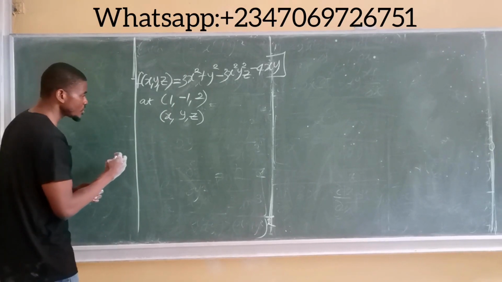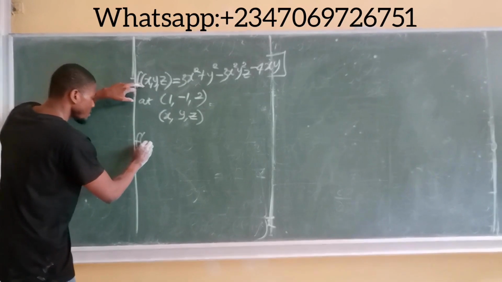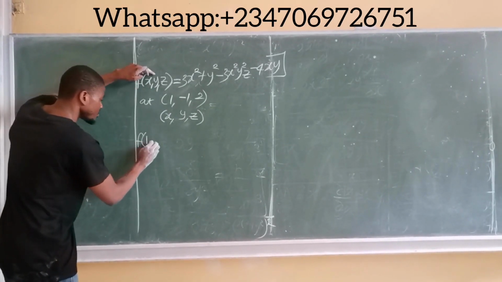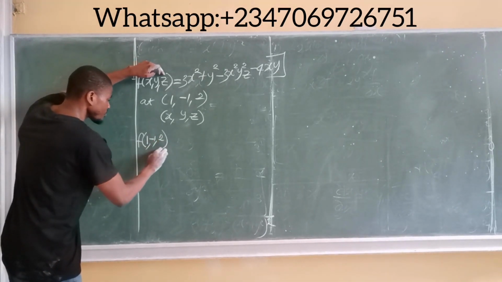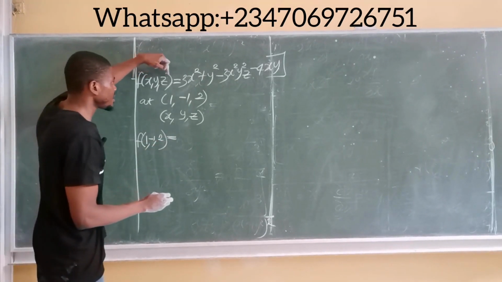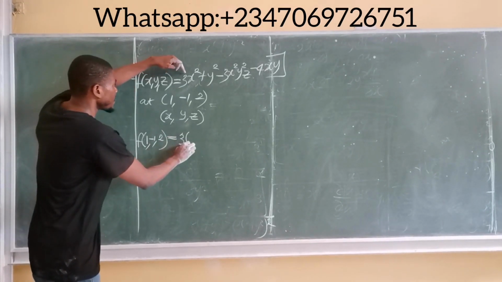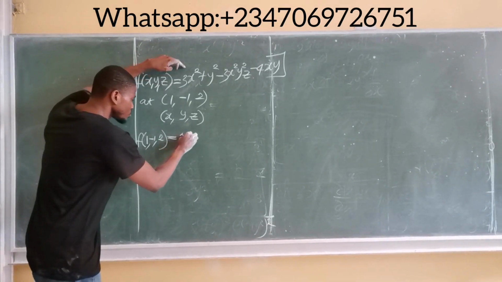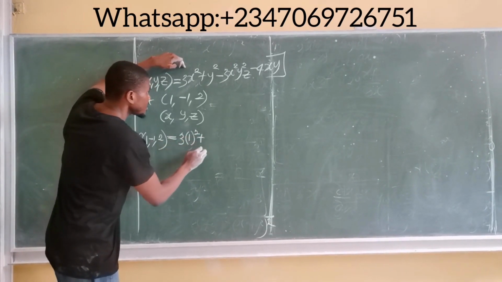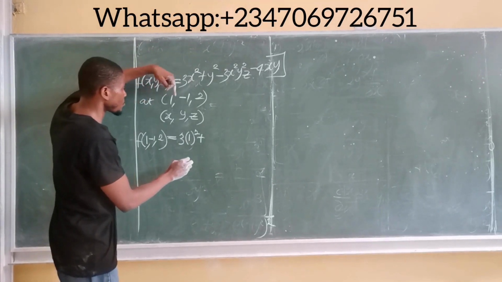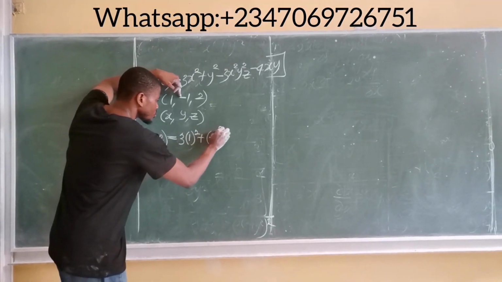So that means I'm going to have f, in place of x here it becomes 1, in place of y here it becomes minus 1, and in place of z here it becomes 2. And that's simply equal to, here I have 3x squared, so I bring down my 3. x here represents 1, so I'll put 1 all squared. Plus, here I have y squared, and y here is minus 1, so I'll write minus 1 all squared.